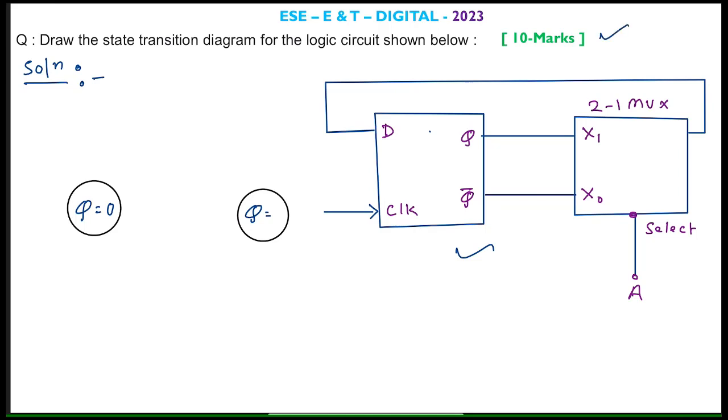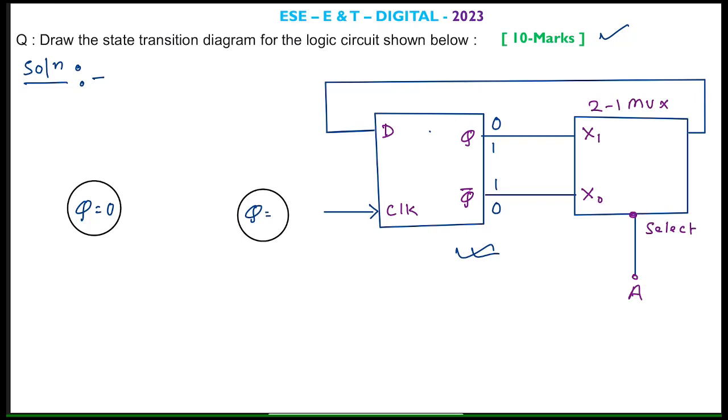So in this question we have to find the state transition diagram, and in this circuit the D flip-flop is cascaded with this mux. Here we can assume the D flip-flop output initially. If we assume Q as 0, then Q bar will be 1. If we assume Q as 1, then Q bar will be 0.